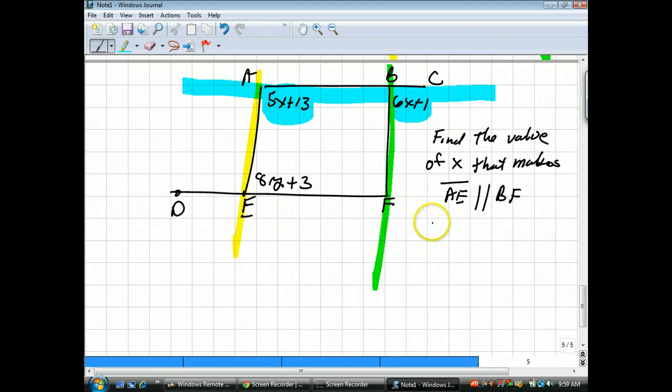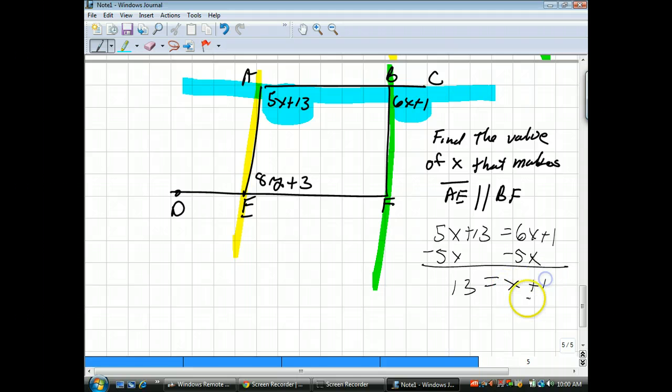So I can say 5x, whoops, I wrote 6. 5x plus 13 has to equal 6x plus 1 if those lines are parallel. So then I just solve for x. I'm going to subtract 5x. Get 13 equals x plus 1. Subtract 1. So 12 equals x. So the value of x that would make those lines parallel would be 12.